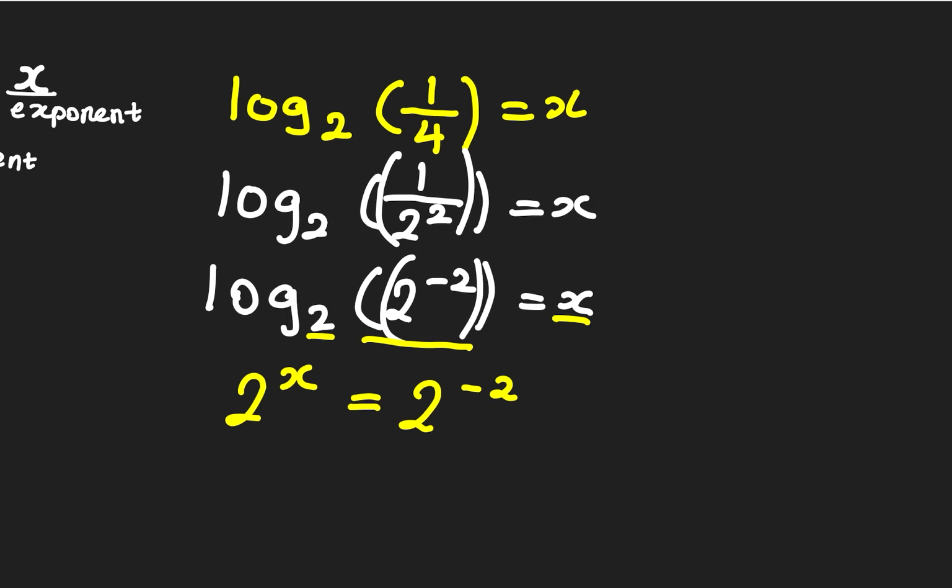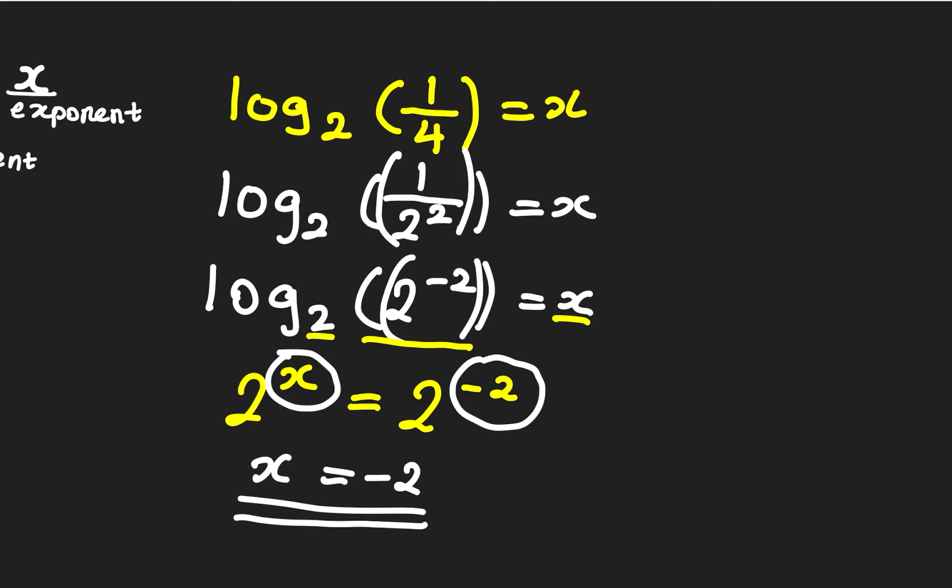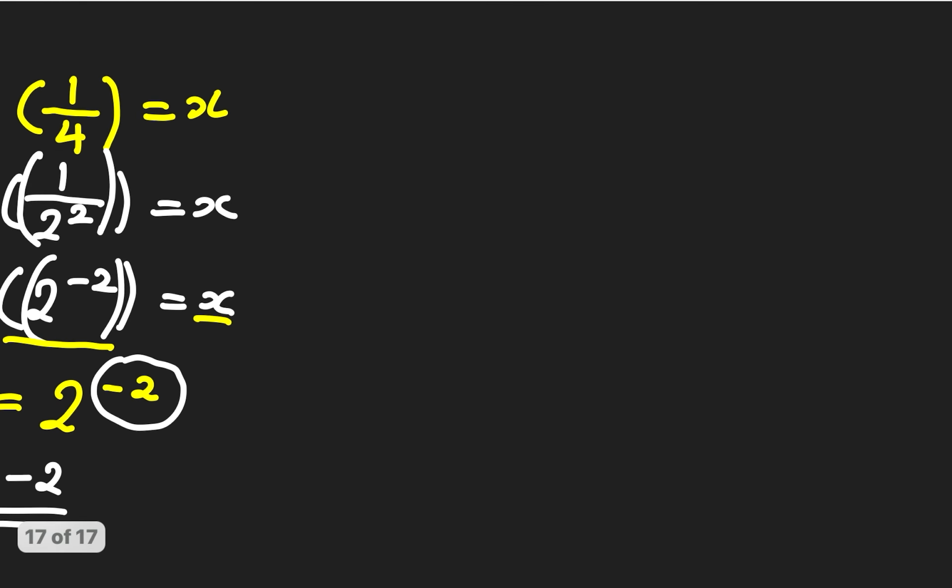Now you would be wondering, how do we get the value of x from this? Simply, we look at the exponents available. We have x here and we have negative 2 here. That means x simply equates to negative 2. And that's done. So x is negative 2. Let's look at another example.